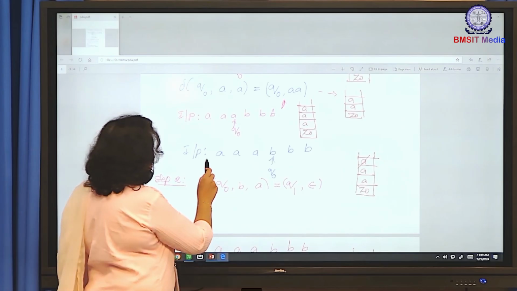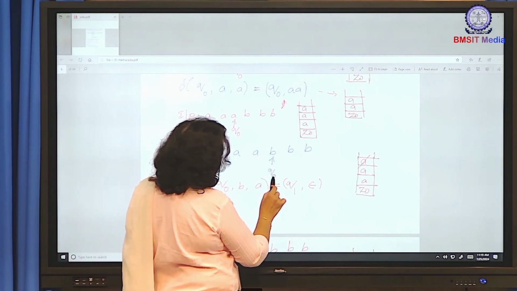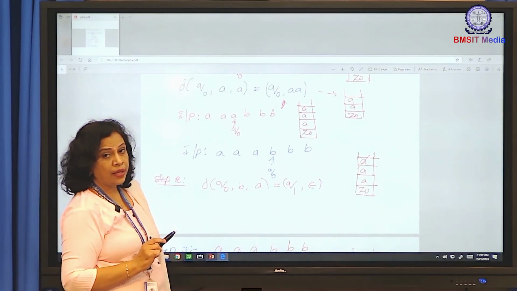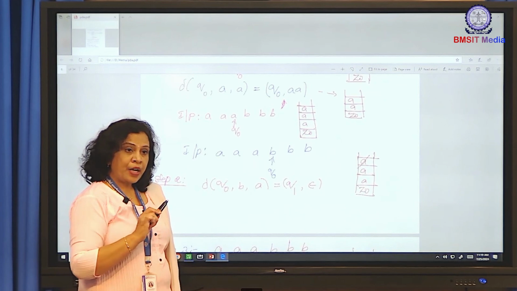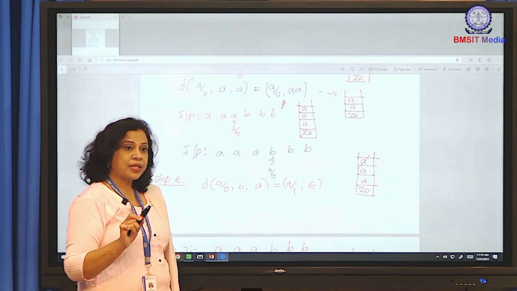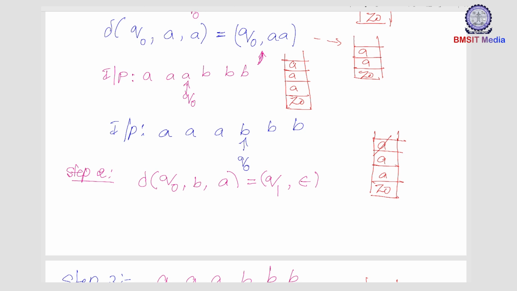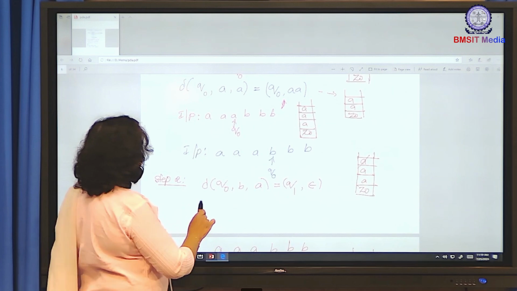Now what is the next transition? I have read all the A's. I am still in state Q0. I see the first B in the input. Now what is the design I am doing? I read all the A's, remain in the same state, push all of them to the stack. When I see the first B, I should change the state and then I should pop the stack content. So for that I have to write the transition.